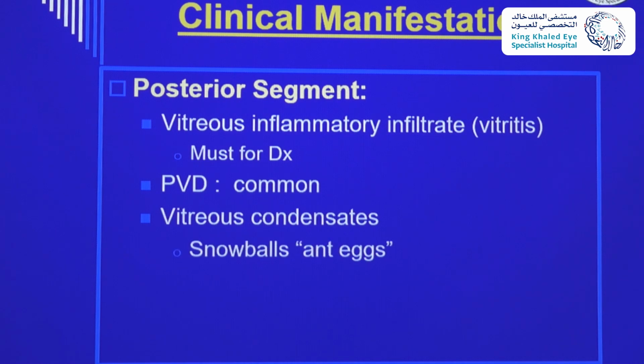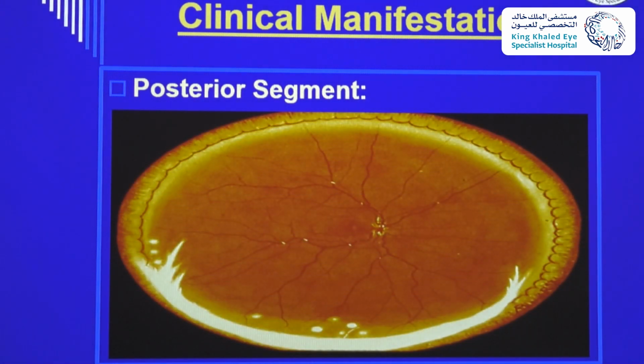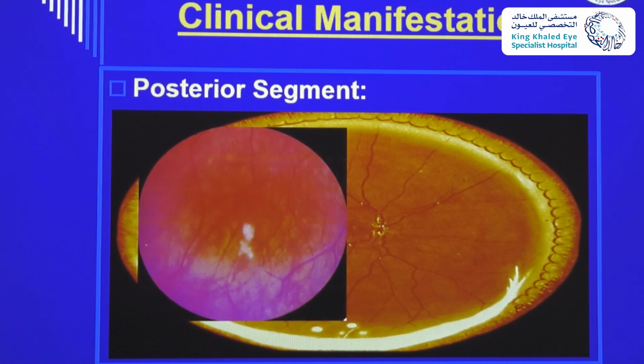Vitreous condensation, snowballs, also called ant eggs, are usually small ones, and you can see them like that. These are the small ones, okay? See how much there is. The characteristics could be small, large, medium, or correlated together. And what is the location of it?